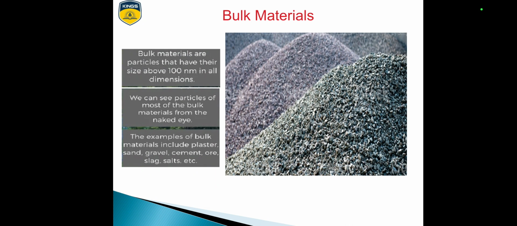Then we will see how nanomaterials differ from bulk materials. Bulk materials can easily be seen with the naked eye. The particles of bulk materials are above 100 nanometer in all dimensions. Examples of bulk materials include plaster, sand, gravel, cement, etc.